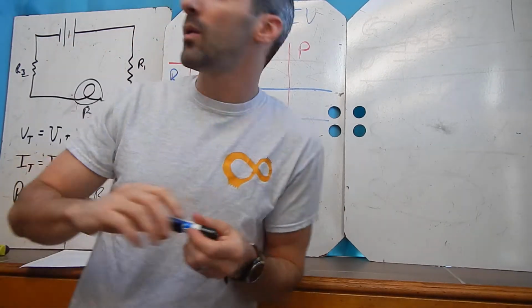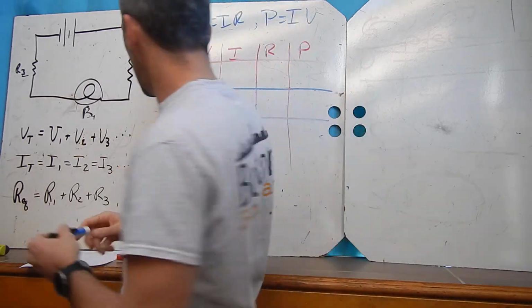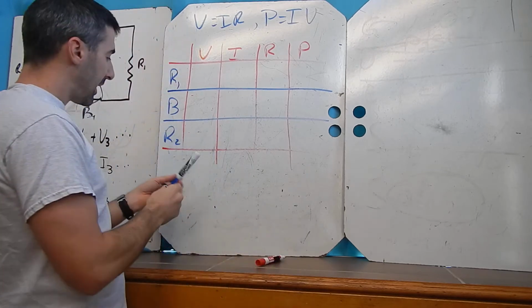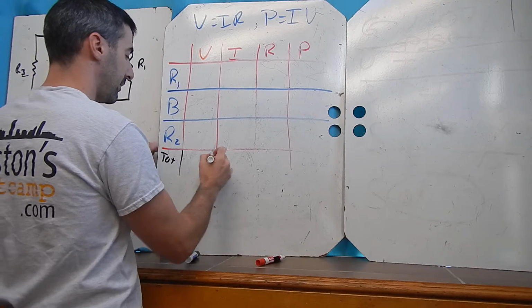Now I also have a battery. Now the battery is what I call the total. You can call it a total. You can call it a battery. I've always called it a total.